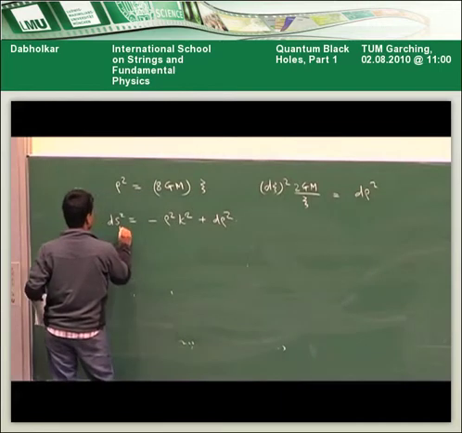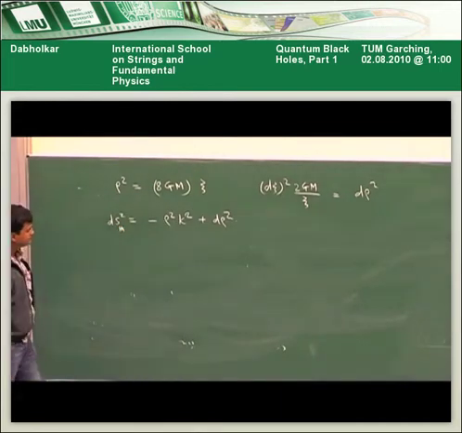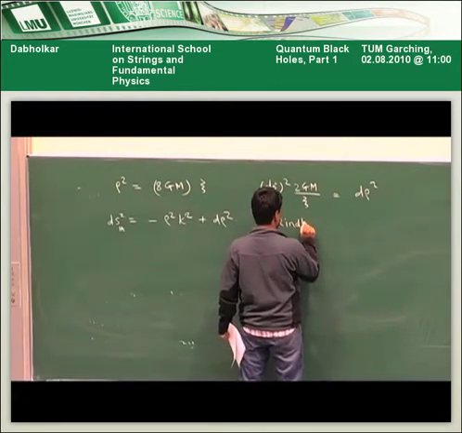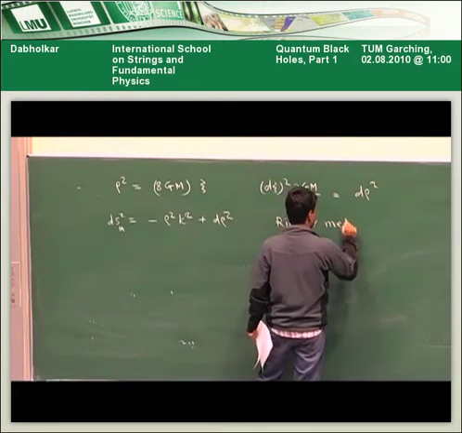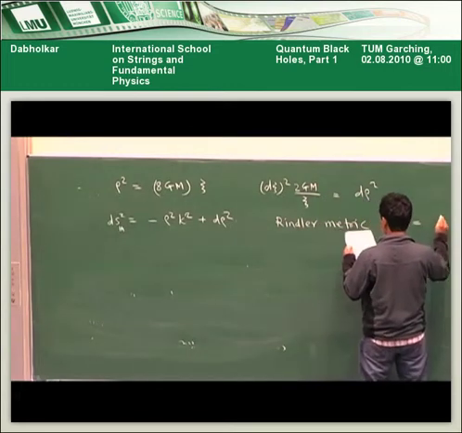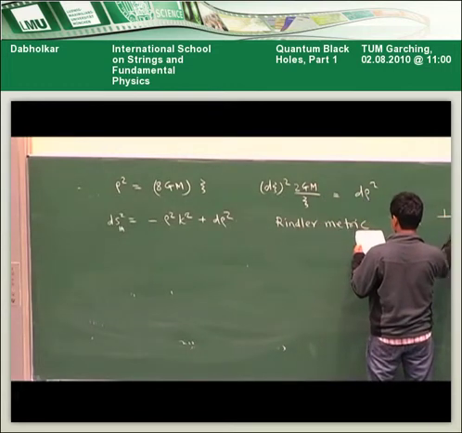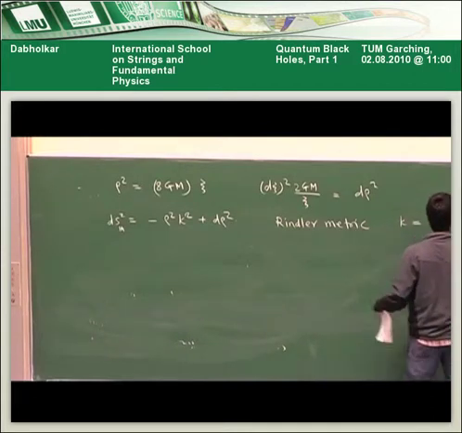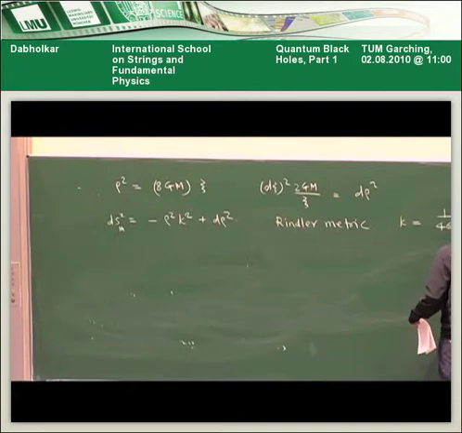So I'm just looking at the 1 plus 1 dimensional metric. And this is what is called the Rindler metric, where kappa is equal to, so this is one way to figure out what is the surface gravity.